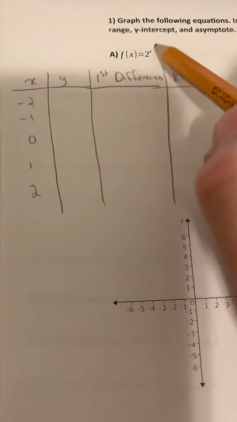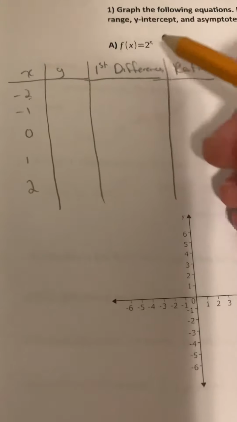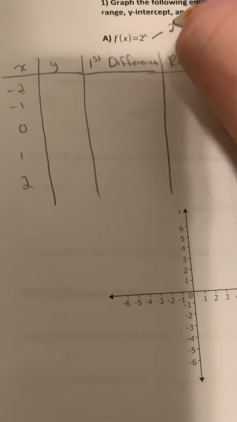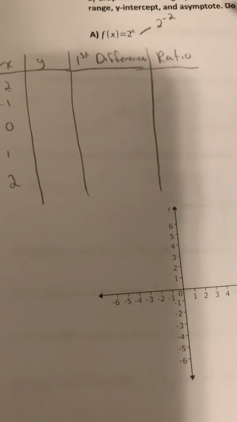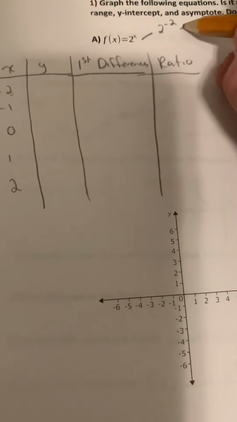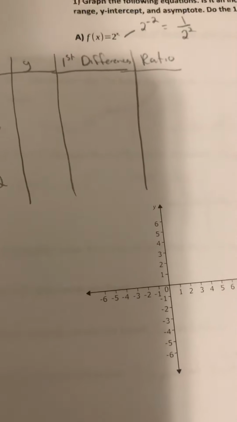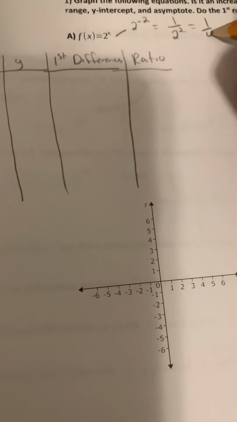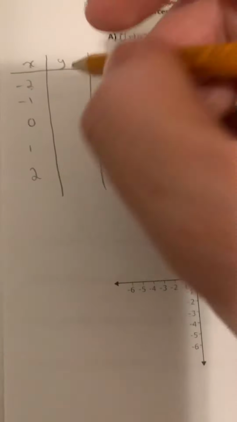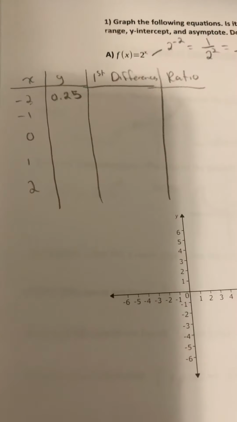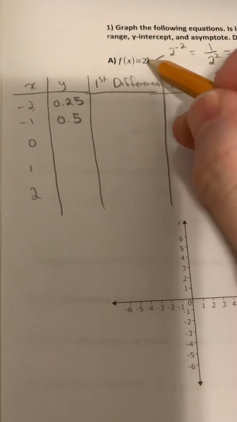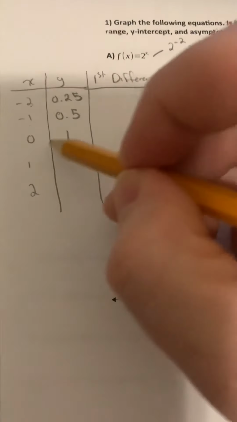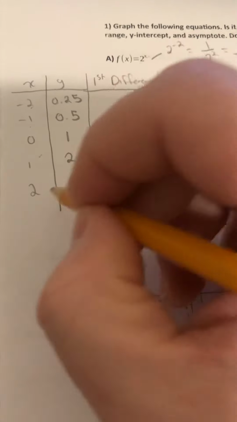So if you were to put a -2 into the power here, just to show you algebraically, 2 to the power of -2, we have a negative exponent, so you would flip it. So it would be 1 over 2 to the power 2, which is 1 over 4. Okay, so our y value is 0.25. If you plug a -1 in here, you're going to get 0.5. If you plug 0 here, you get 1. And if I plug in 1, 2 to the power 1 is 2, and then 2 to the power 2 is 4.